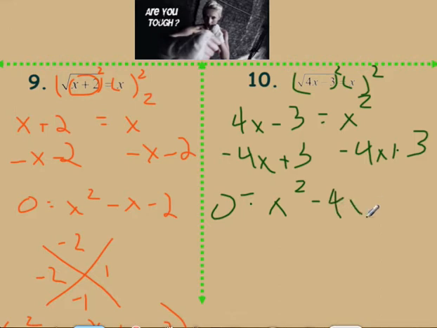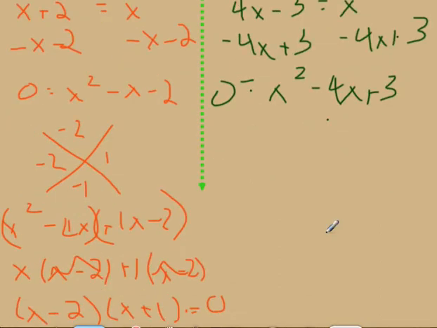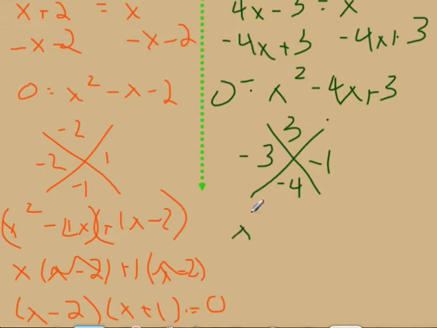So I have x squared minus 4x plus 3. So now I can go ahead and set up my x. So I'm multiplying to 3 and adding to negative 4. So I'm multiplying to a positive product and a negative sum. So both my factors are negative. So I'm going to use negative 3 and negative 1. And now I'm ready to factor. So I have x squared minus 3x minus 1x plus 3.